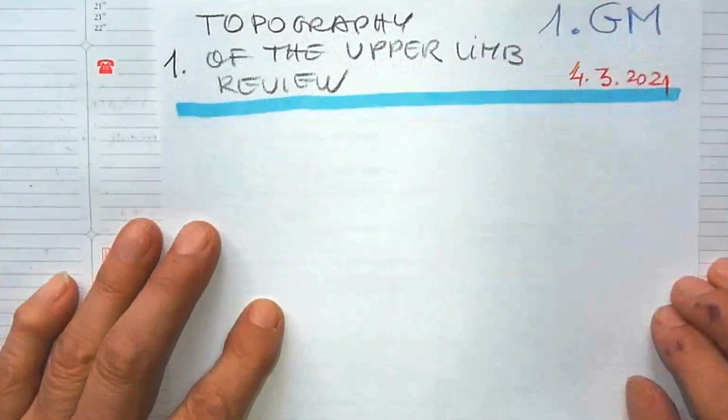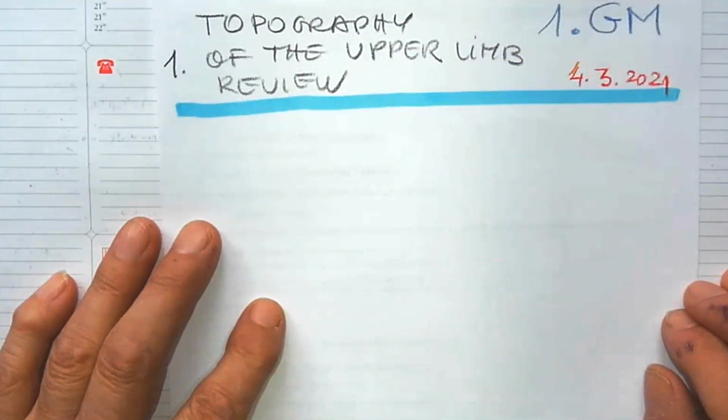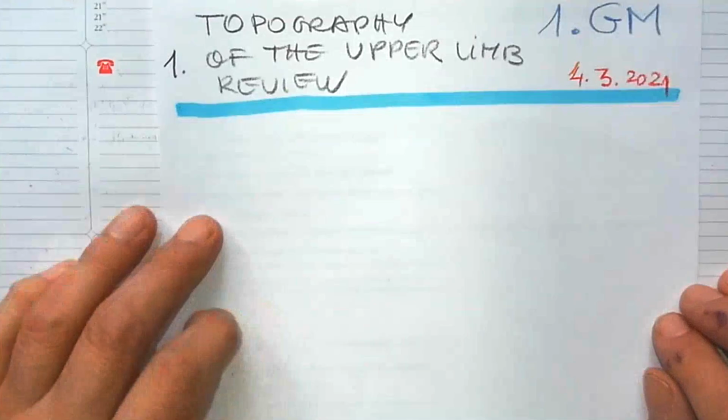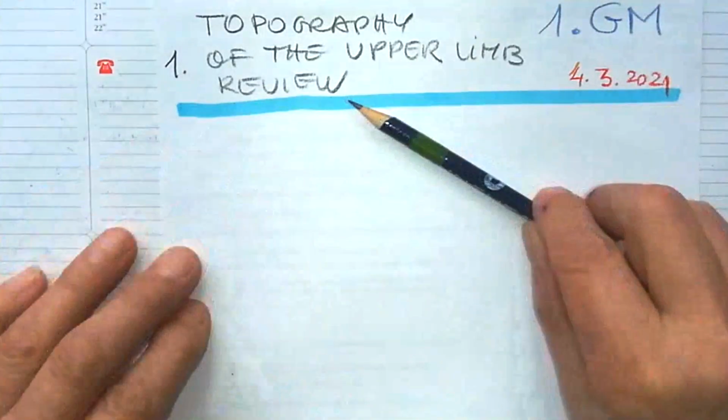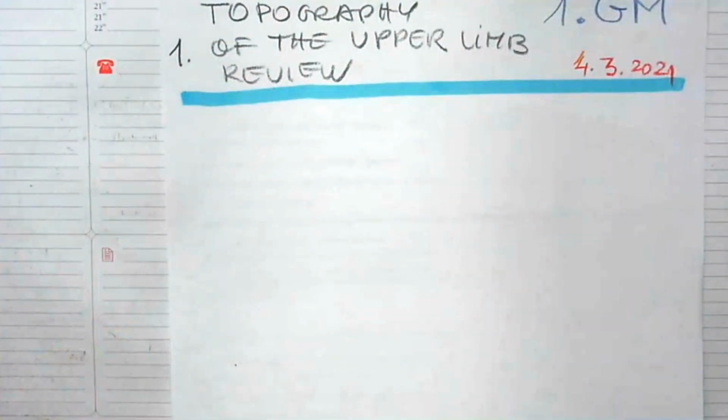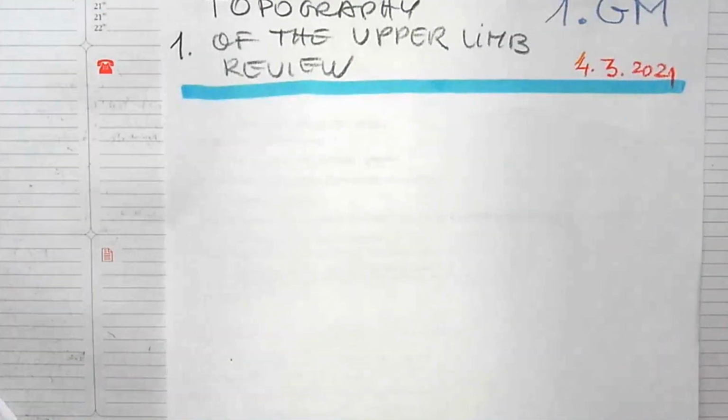Concerning the first topic, today we start with topography of the upper limb, and as written here, with review. So it will not be again the detailed description of the topography, because as you probably remember, we already did it, and you have the full text of the first lecture on 29th of October last year, where we completed regional anatomy of the upper limb.